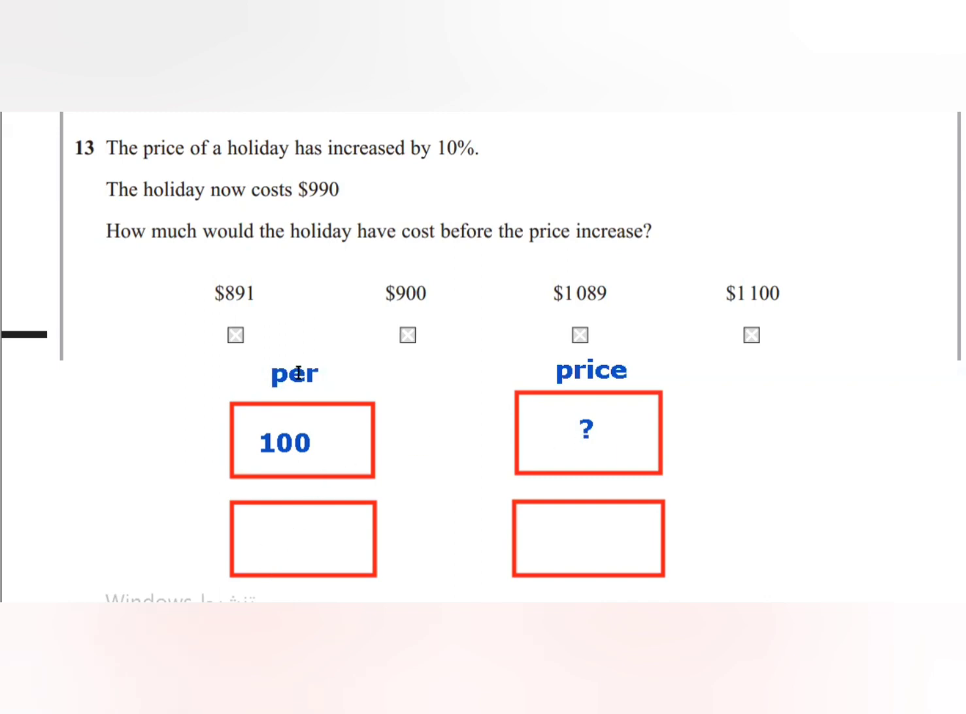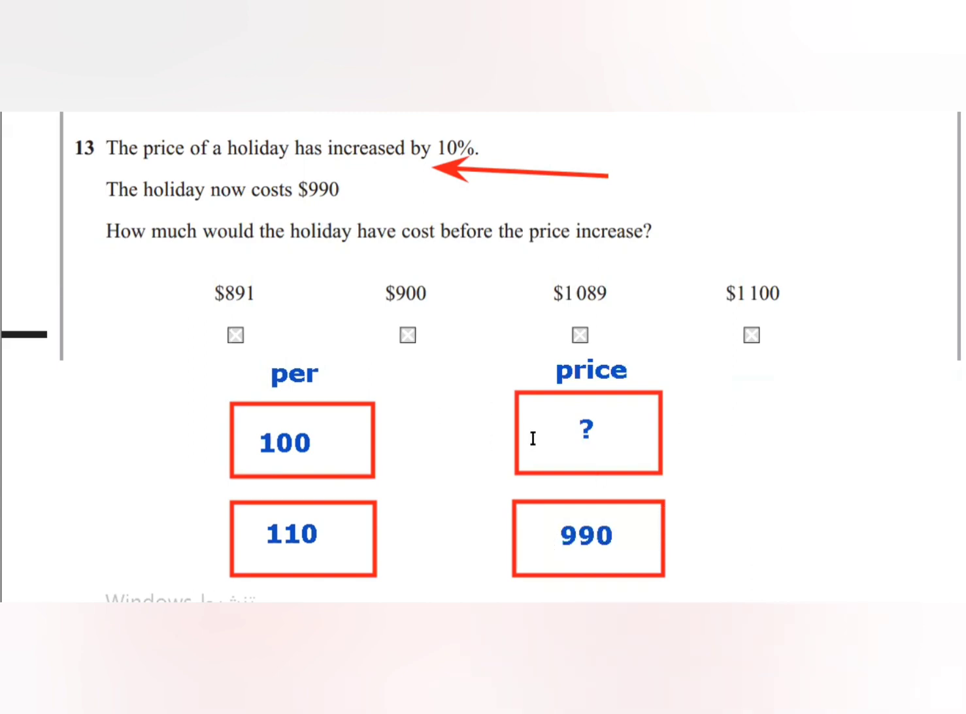Now, here, the percentage has increased by 10%. This is very important. Increased by 10% means I'm going to increase this by 10, so this one plus 10 equals 110. Focus on this. If it's increased, I'm going to add it. If it's decreased, I'm going to subtract it from 100. Now I have the new percentage, and the final price after the increase is 990. I'm going to put it here because this is the price after the increase.